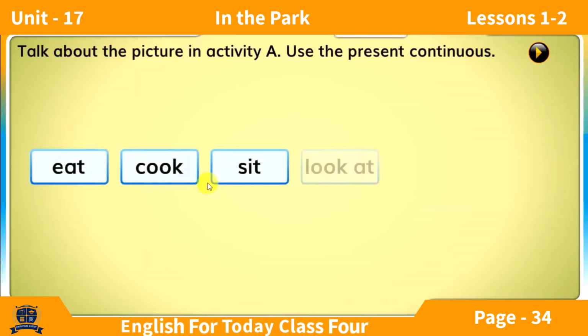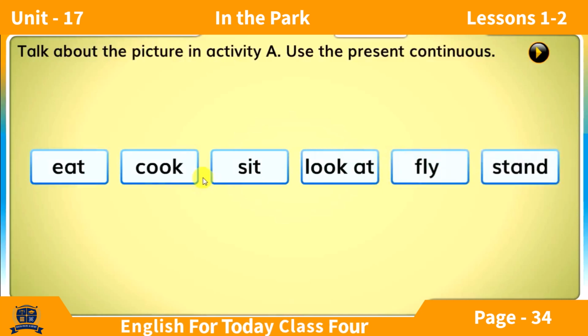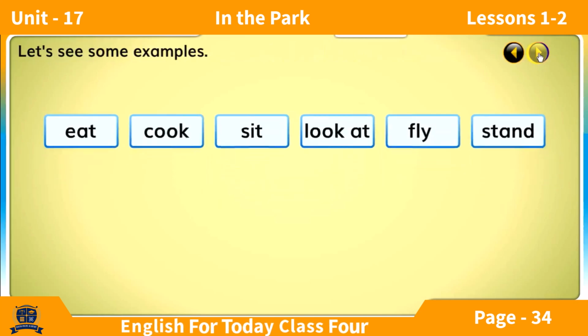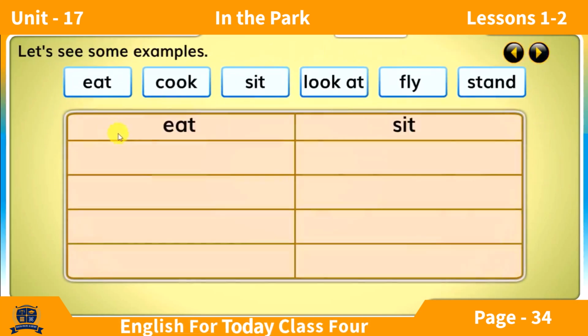Talk about the picture in Activity A. Use the present continuous. Eat, cook, sit, look at, fly, stand. Let's see some examples. Eat, sit.